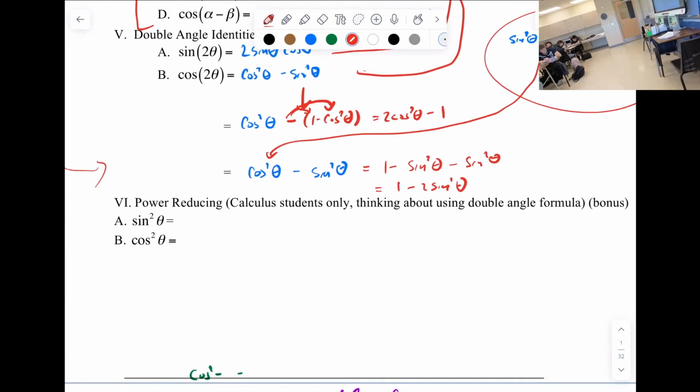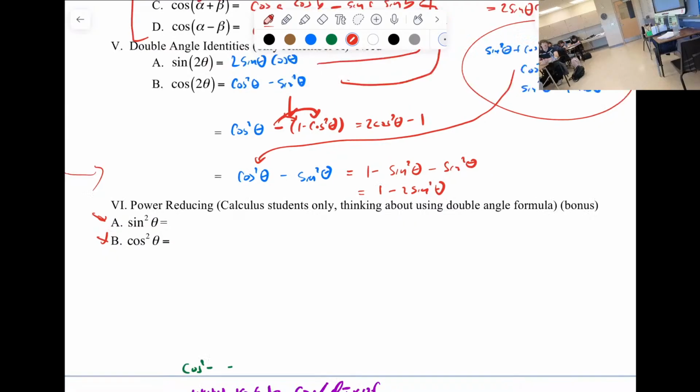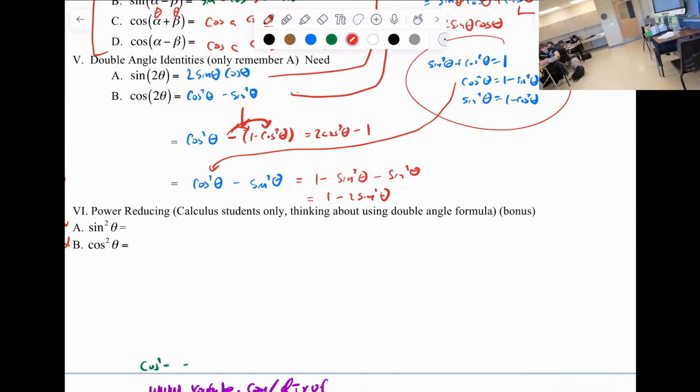Okay, now we're gonna come down to the last one. This one's only used for BC Calc, but I still want you to know it by now because there's a power reducing. So it's not so bad because it's actually coming from here. Cosine 2 theta is equal to 2 cosine squared theta minus 1. And cosine 2 theta is equal to 1 minus 2 sine squared theta. So this is coming from here, right?